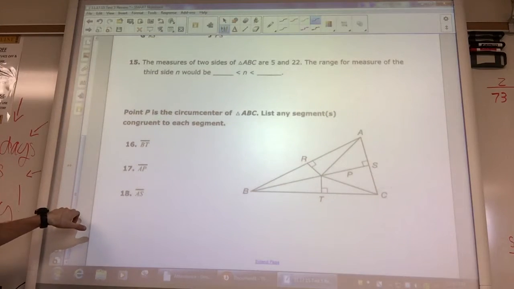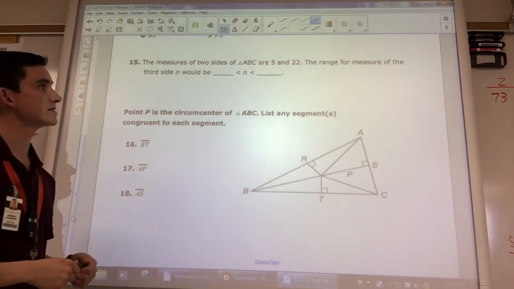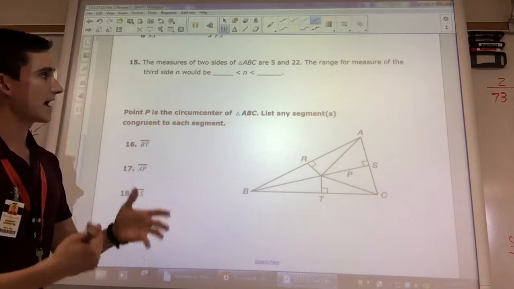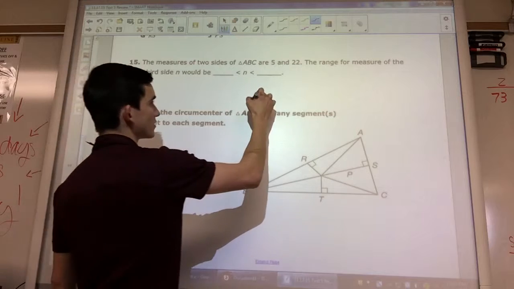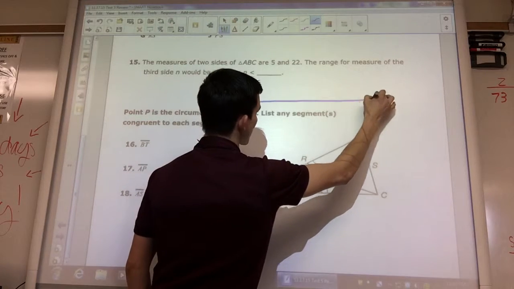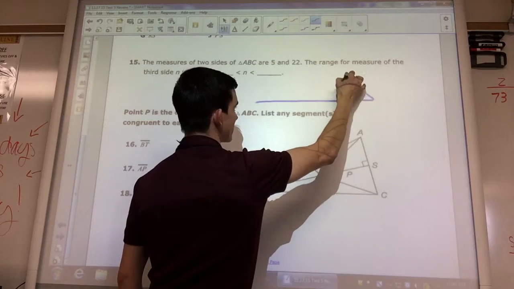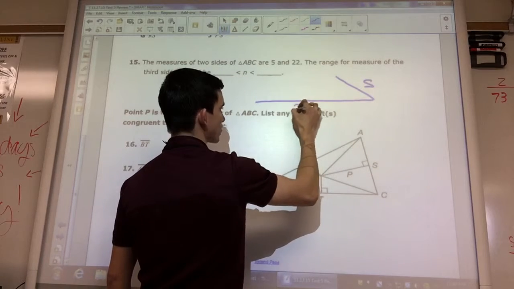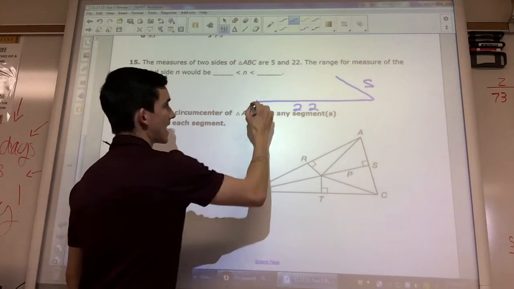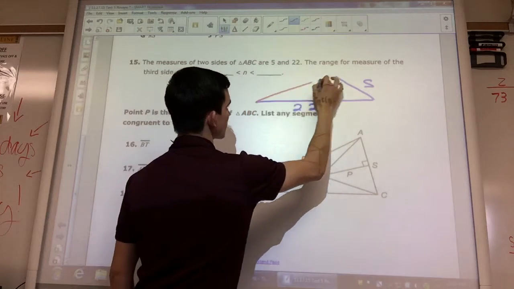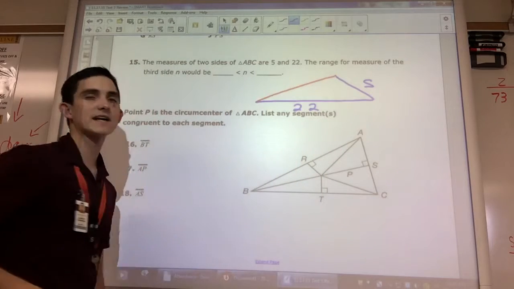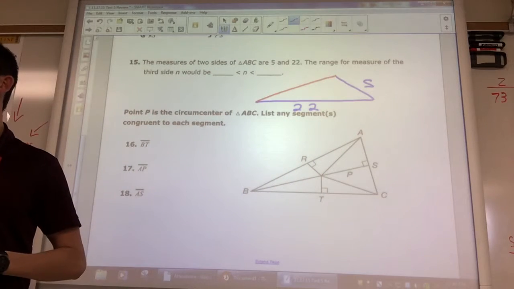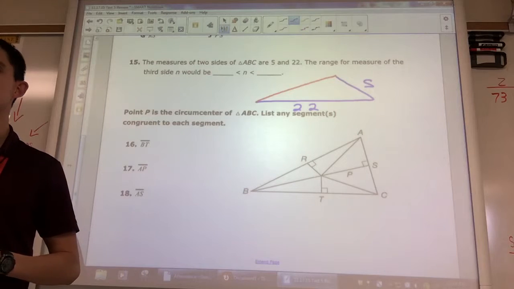Okay, the measures of two sides of triangle ABC are 5 and 12. So what that's saying is, or 22. So you've got this triangle with side lengths of 5 and 22. The question is, what are the different measurements that third side could be in order to actually make it a triangle? That's what the question is, okay?